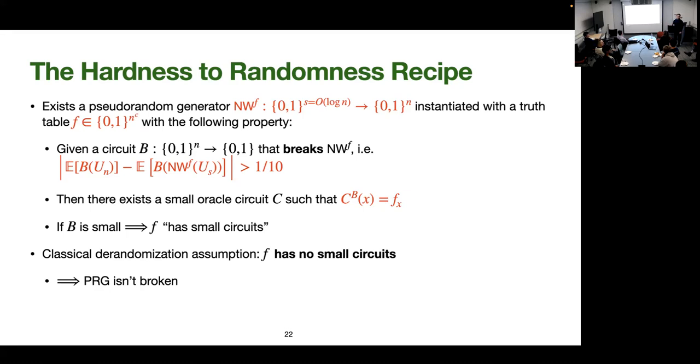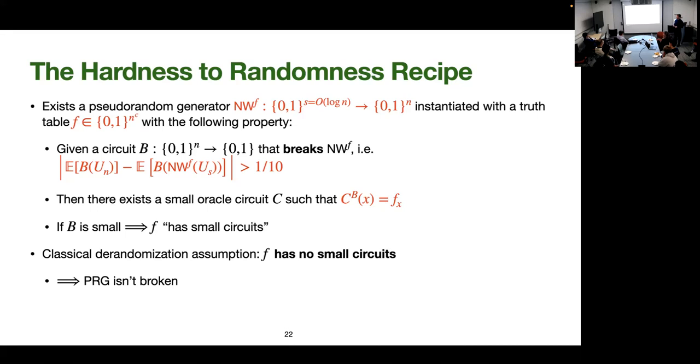Question? When you say small, what does that mean? Maybe let's think of this truth table as being of length n to the 100, and this circuit is of size n to the 10. So this is a much smaller polynomial than the other one, basically. At least that's the range we're applying it in.